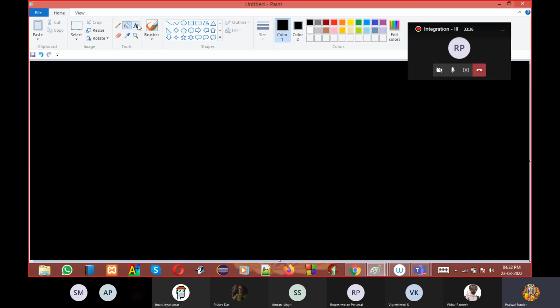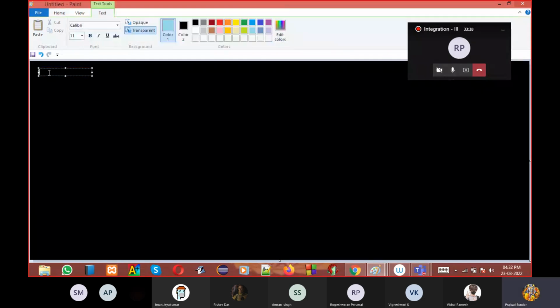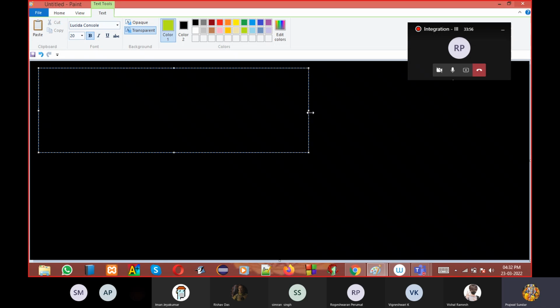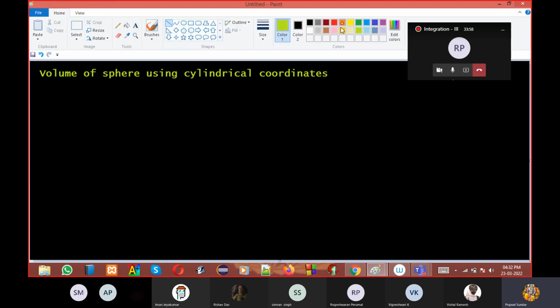Now look at this. Now we will find the volume of a sphere using cylindrical coordinates. The volume of a sphere using spherical coordinates is there separately, but we have to do this also. How to do this? We'll see. Interesting question this is. Look at this carefully.